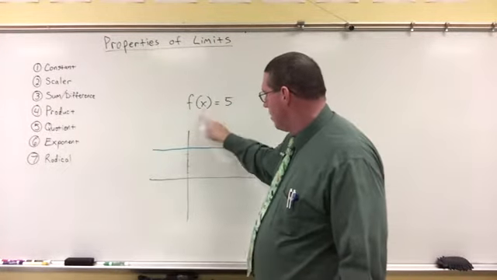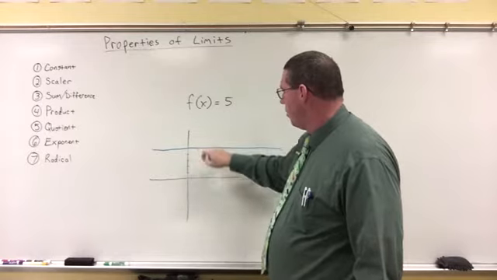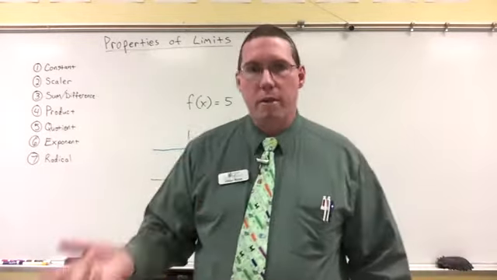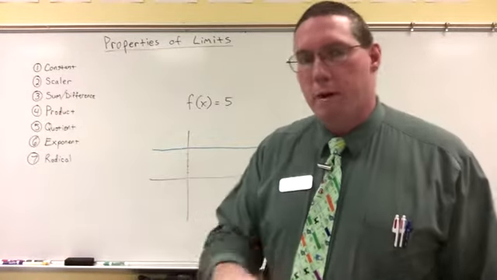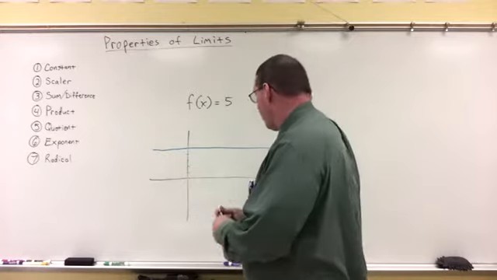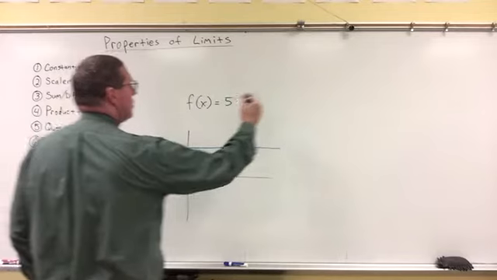So if x is 0, the output is 5. If x is 1, the output is 5. If x is 2, the output is 5. No matter what the x value is, no matter what the input is, the output is automatically 5.